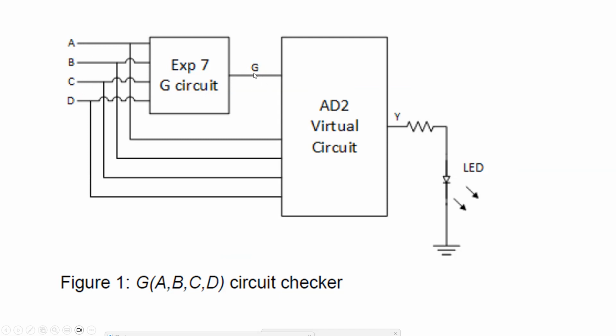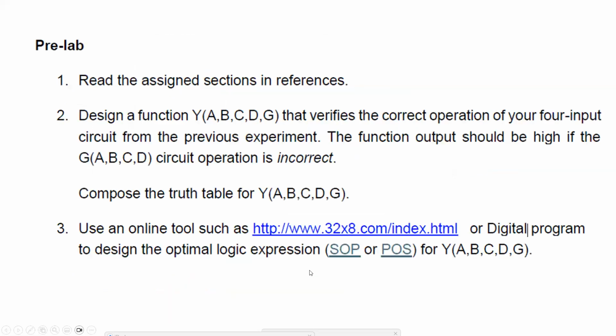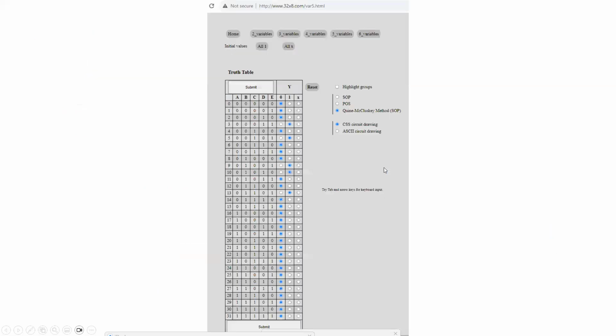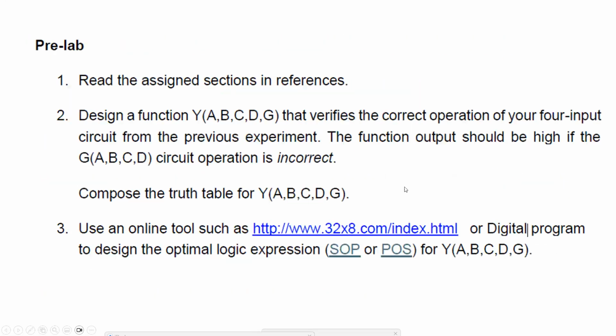You are going to have 2 values for G, 0 and 1. For the correct value, you put 0, because if it is correct, I want the output to be 0. For the false value, I put 1. Once you finish the truth table, you need to use one of these tools, this one or this one, in order to do the simplification.